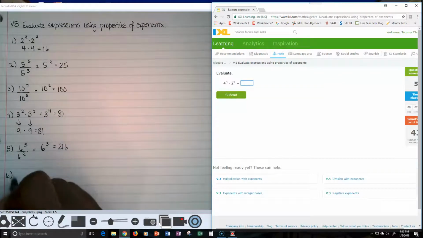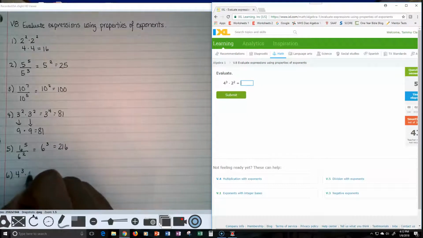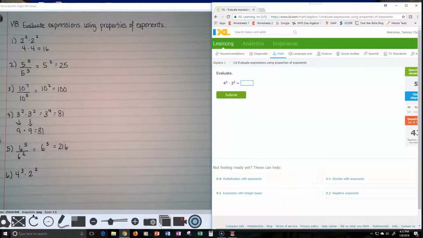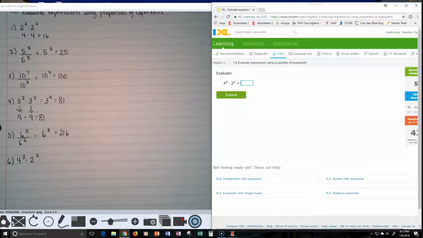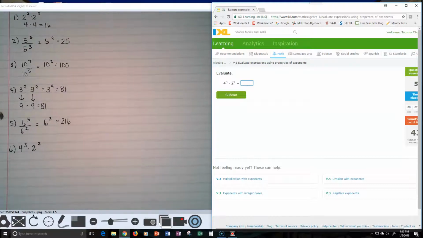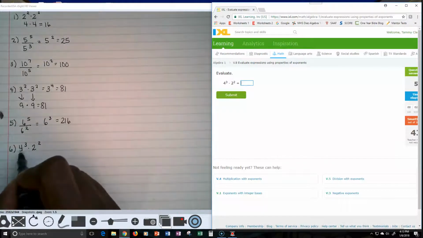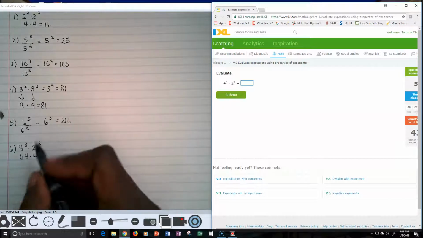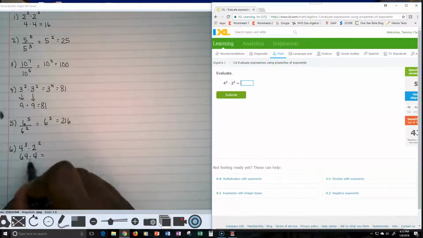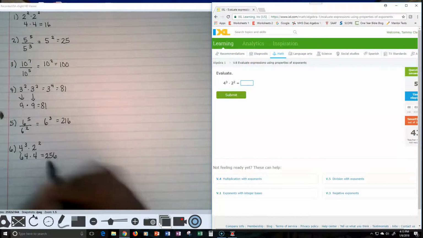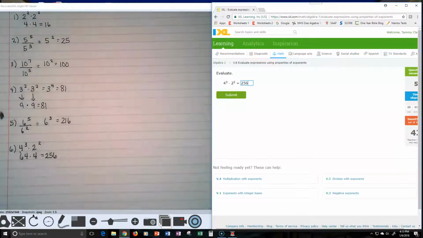Number 6, we have 4 to the 3rd power times 2 to the 2nd power. Now these bases are different, so we cannot use the rule keep the base and add the exponents, because we don't know what that is. So here I would just evaluate them. So 4 to the 3rd power, that's 4 times 4 is 16, times another 4 is 64, times 2 squared is 4, and that gives us 4 times 4 is 16, carry the 1, 4 times 6 is 24, plus 1 is 25. So that would be 256.